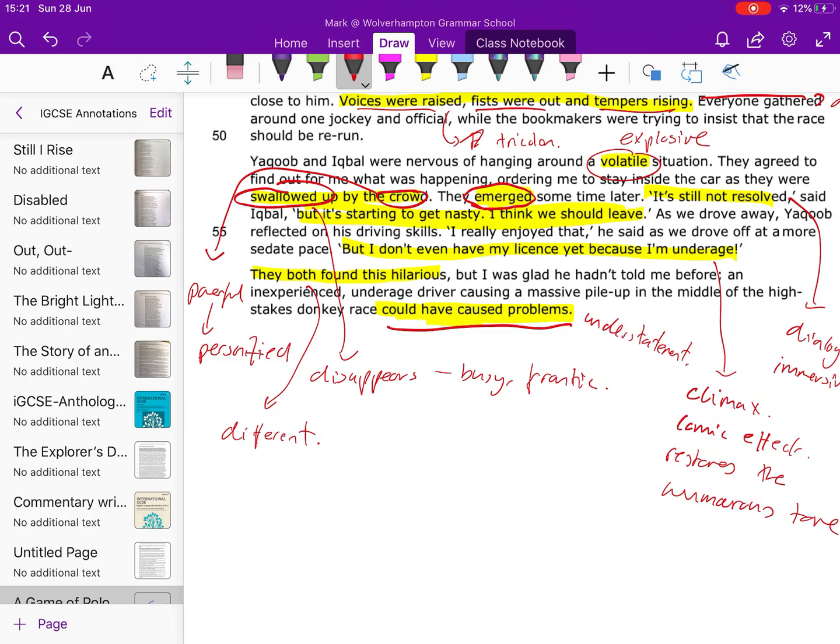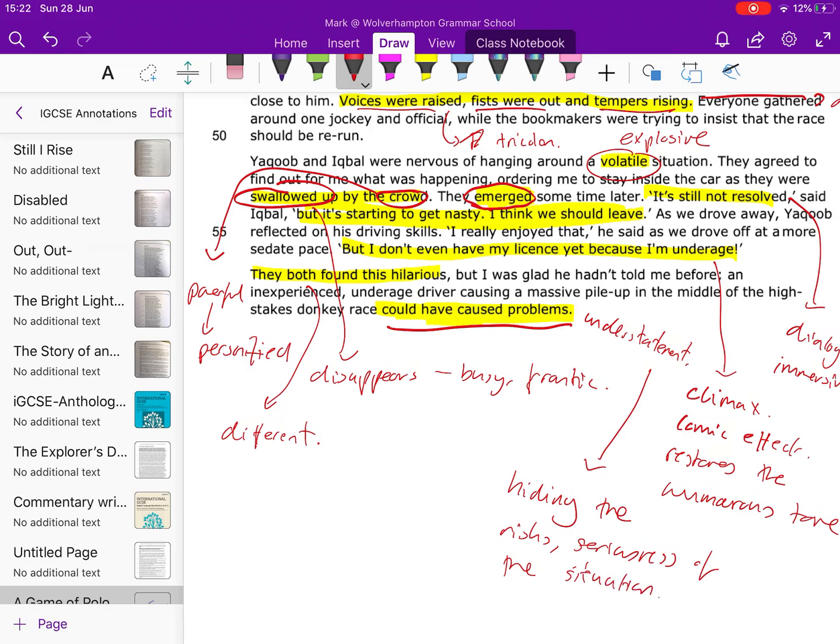The race could have caused problems. Problems is an understatement. Well, how about a pile-up, death of animals and people, carnage, chaos, destruction, amputation of limbs, maybe. The race could have caused problems. That's a bit of an understatement. But again, by doing that, she's almost hiding the risks and the seriousness of the situation.